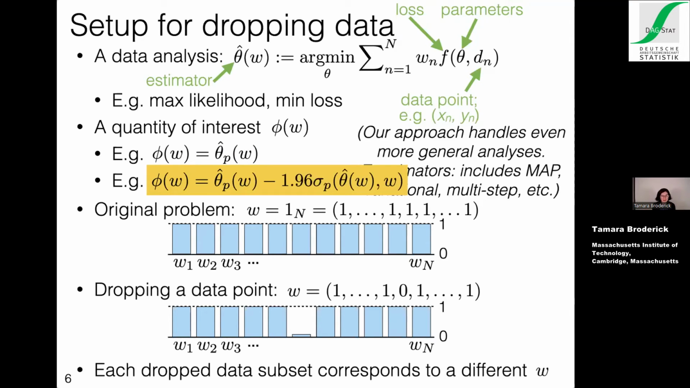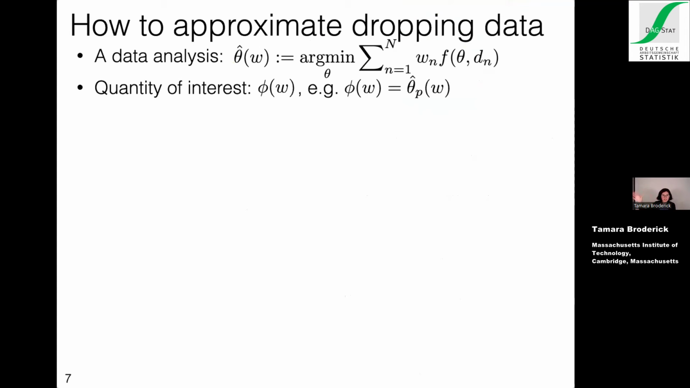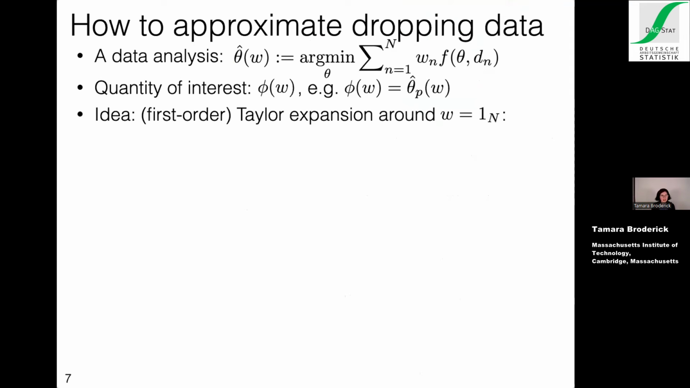In fact, what's the simplest non-trivial Taylor expansion that we could use? It could be a first order Taylor expansion. And that's going to be the whole idea of the approximation: just a first order Taylor expansion in W. So here we have our generic looking data analysis up at the top. We take from that our quantity of interest phi, where we have an example of phi. And now I'm just going to write out this first order Taylor expansion around our original data analysis, which corresponds to the all ones vector in W.